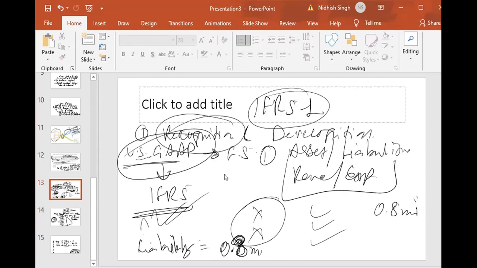IFRS also says that you have an asset of 0.8 million at the start of the agreement, because if you're going to pay me this 0.8 million, it also means that you have a plant which we are using, that is also yours then, because you are going to ultimately benefit from that plant, right? The plant I'm talking about in your factory, who is going to take the economic benefit of that plant? It's you, right?